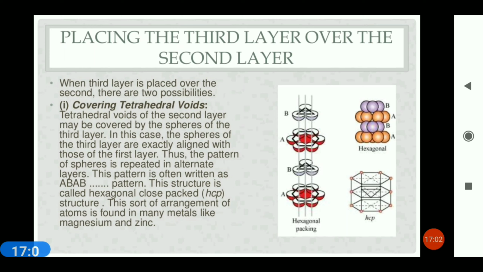The tetrahedral void of the second layer may be covered by the spheres of the third layer. So the spheres of the third layer are exactly aligned with those of the first layer. Thus the pattern of the spheres is repeated in alternate layers. This pattern is often written as the ABAB pattern. And this type of arrangement you can see in magnesium metal and zinc metal.